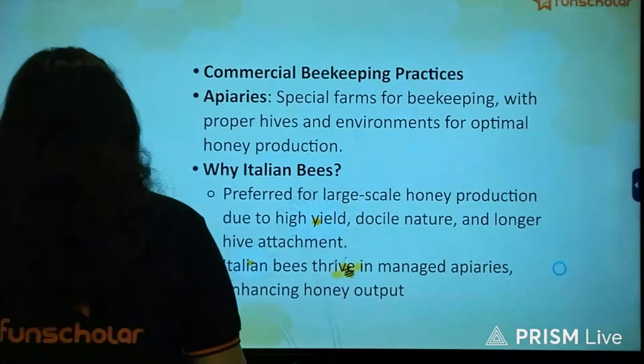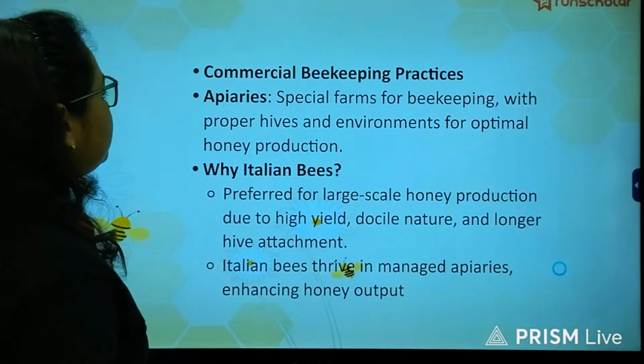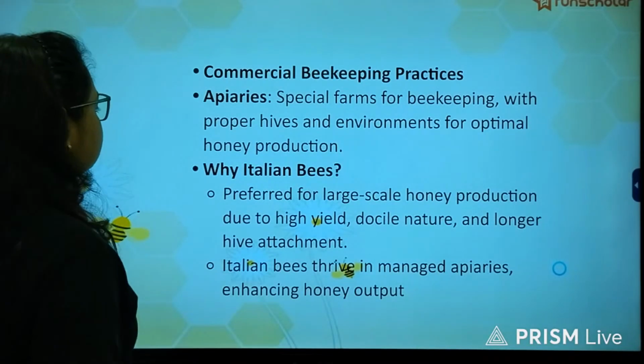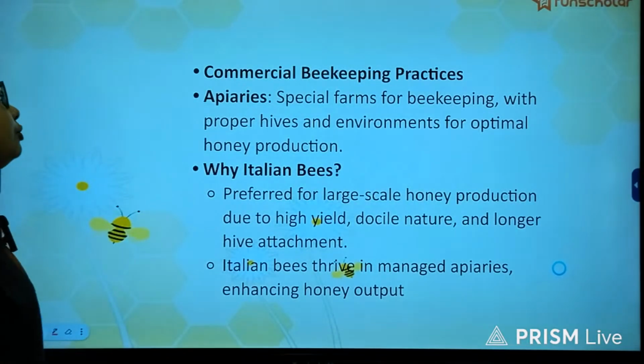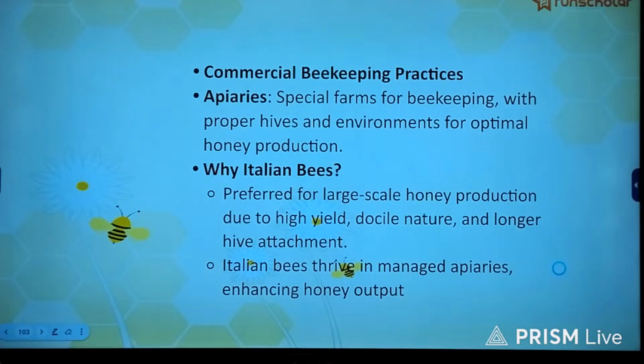Common beekeeping practices. It is done in the apiaries, which are special farms for beekeeping with proper hives and environments for optimal bee production. So why Italian bees?